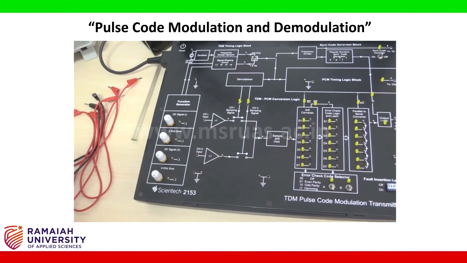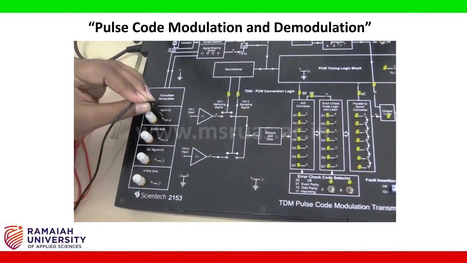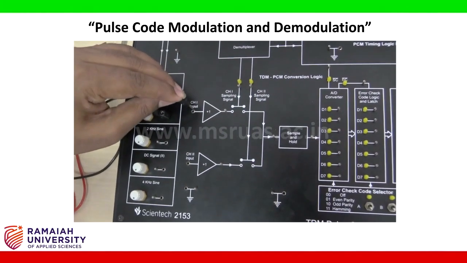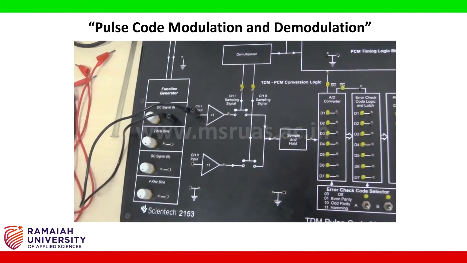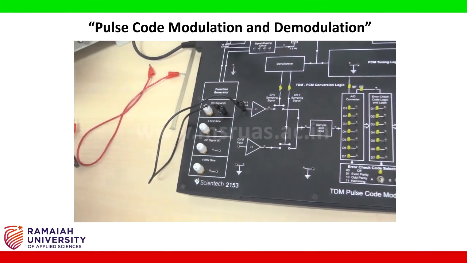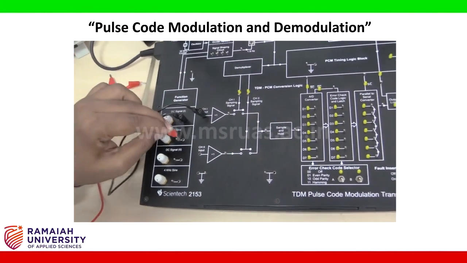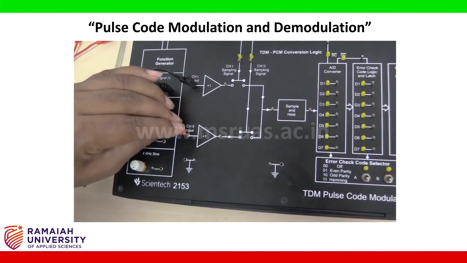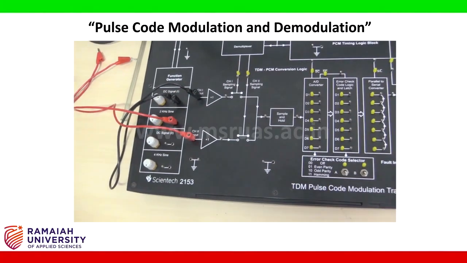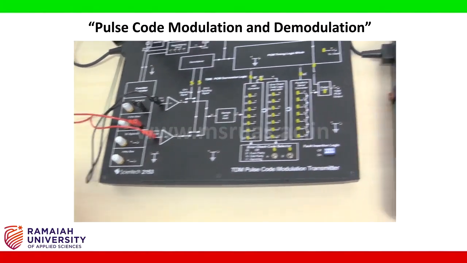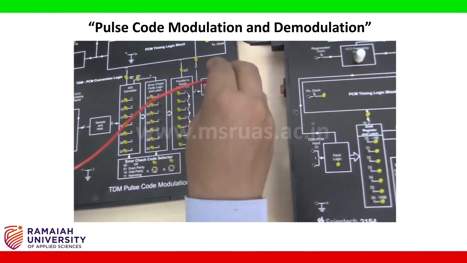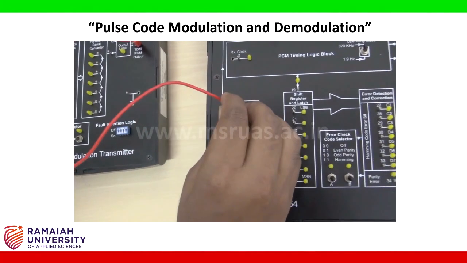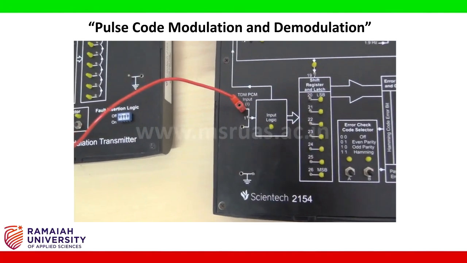Take the connecting wire and connect the DC signal to the channel 1 input, and connect the 2 kHz sine wave to the channel 2 input. Then connect the TDM PCM output to the TDM PCM input of the adjacent board.